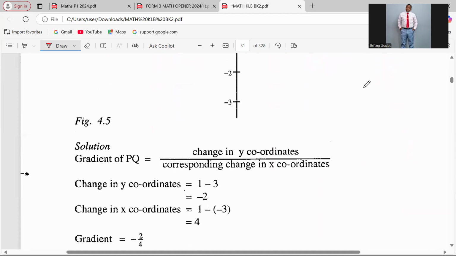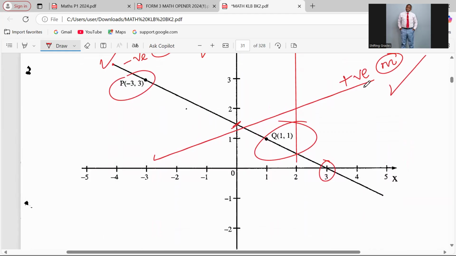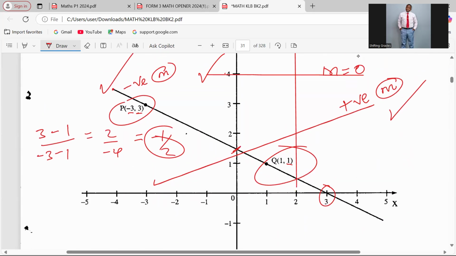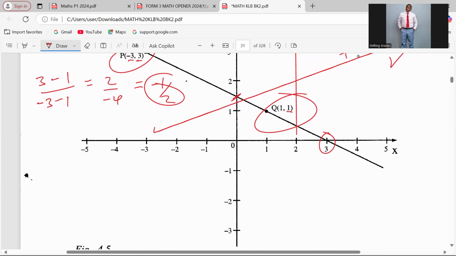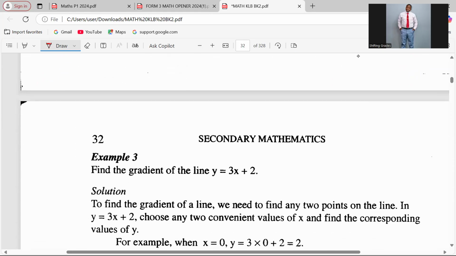So if, for example, we now calculate the gradient for the provided line here, we have to take change in y over change in x from 3 to 1. So 3 minus 1 over change in x, negative 3 minus 1. Now this will be 2 over negative 4, negative half. See, the gradient is negative half, and how the line is behaving, it will give us a negative gradient. The negative was already expected.